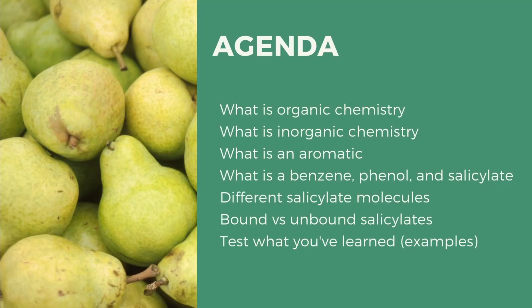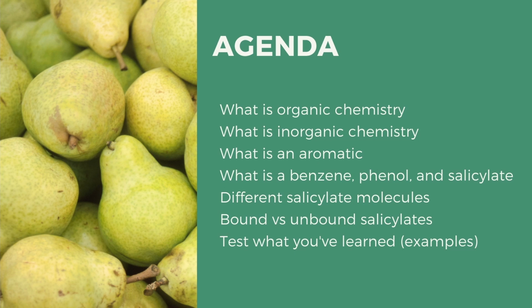So here's the agenda that we're going to cover, and I have the timestamps down below so you can easily go from one section to another. We're going to cover what is organic chemistry, what isn't, and then what an aromatic is. I think that one might be interesting for some people. Then we'll cover what a benzene, a phenol, and a salicylate are at their core. We'll look at different salicylate molecules.